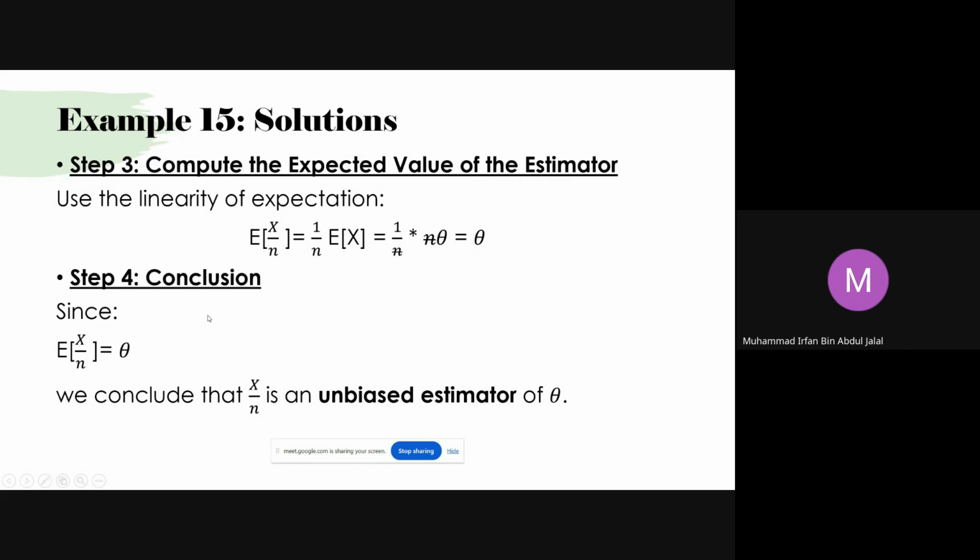So as a conclusion, since the expectation of X over n, the sample proportion, equals theta, we can conclude that the sample proportion X over n is an unbiased estimator of the population proportion of the condition of interest. So this is the solution for example 15.